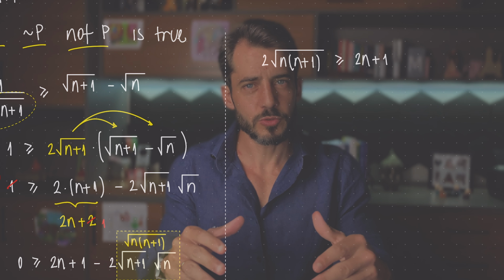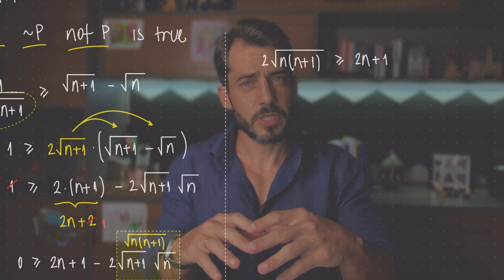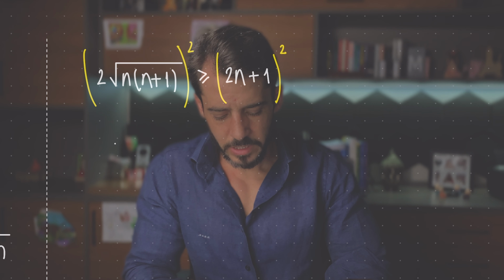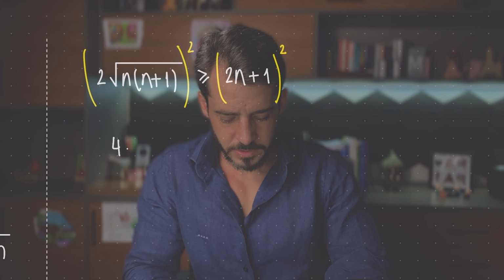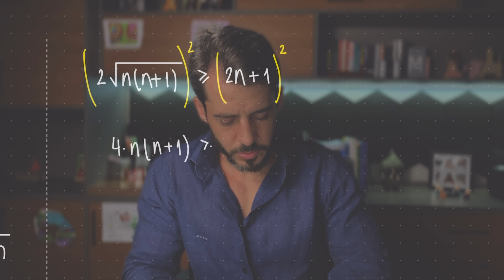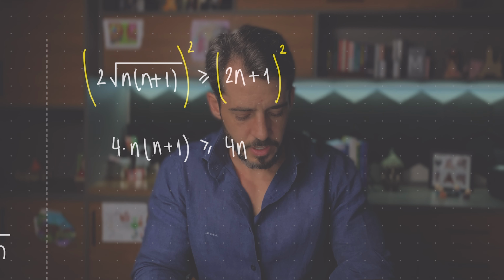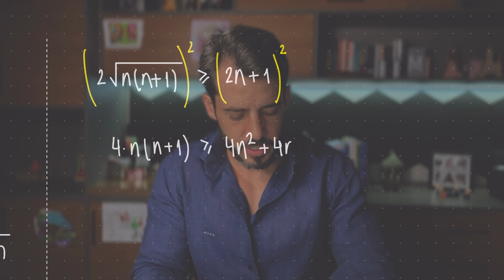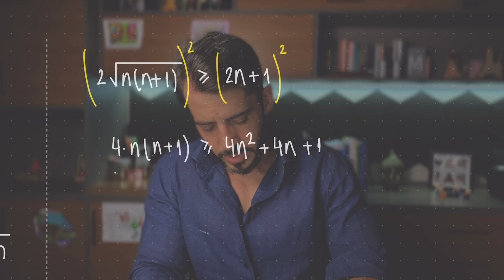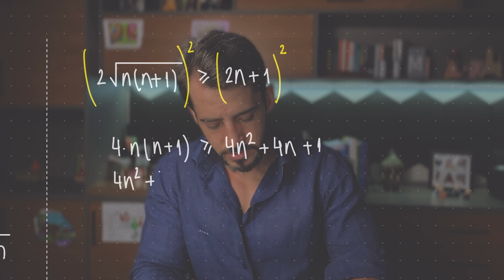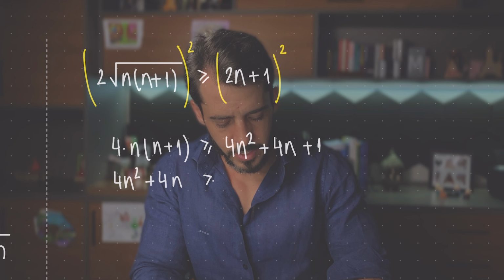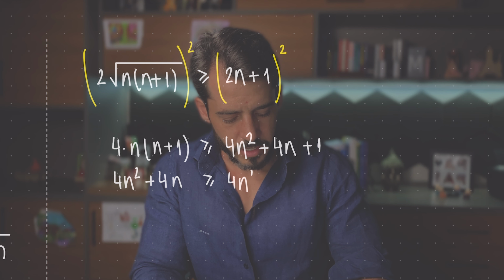So that's what we're going to do right now. And we do that so we can completely remove the root. On the left hand side, we get 4 times n plus 1 greater than or equal to 2n plus 1 squared, which is 4n squared plus 4n plus 1. So we get 4n squared plus 4n greater than or equal to 4n squared plus 4n plus 1.